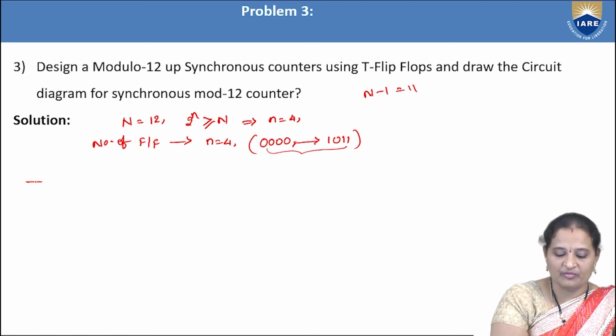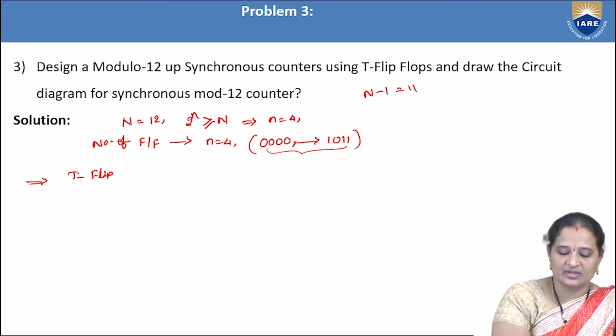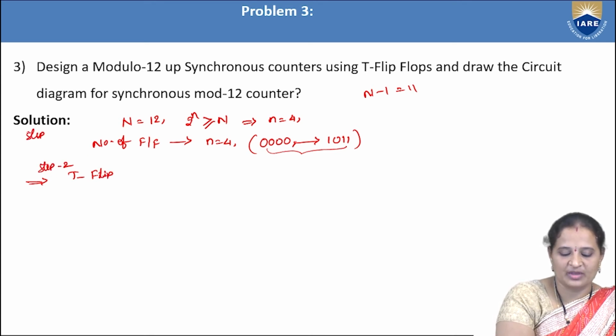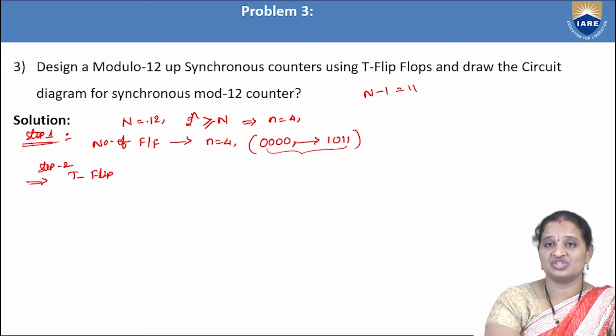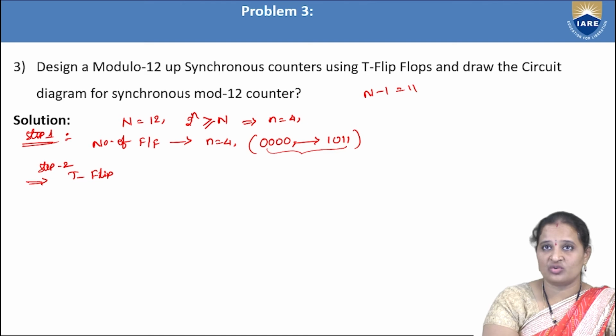So this is step 1. Now what is the flip-flop we are choosing here? T flip-flop we are choosing. This is step 2. In step 1, we have chosen the number of flip-flops required as 4 such that this condition is satisfied, because it is a mod 12 counter and it has to undergo 12 states.